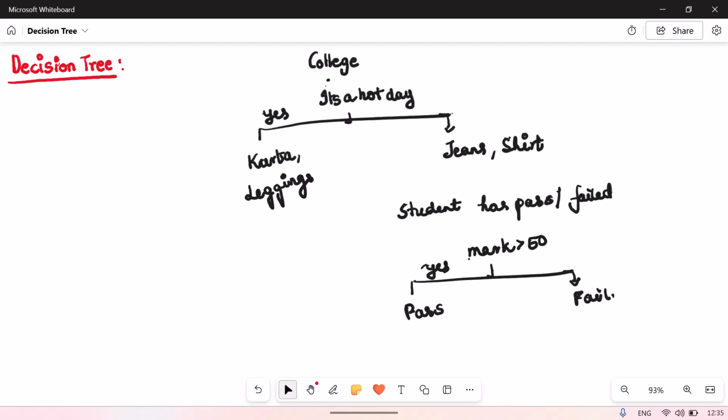So how can you define this? You can say that there is a question, and when answered, it leads you to two different choices, and the choice leads you to the final result. Correct? If the mark is greater than 50, the choice is yes, and based on that we get the result as pass. If it is not, you will get the result as fail, or the student cannot go to the next grade. So this is a decision tree.